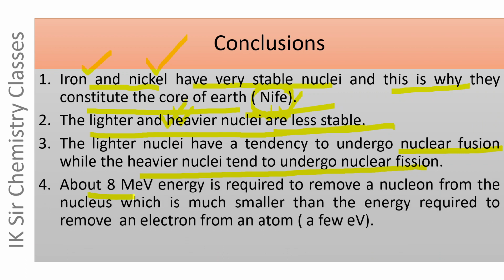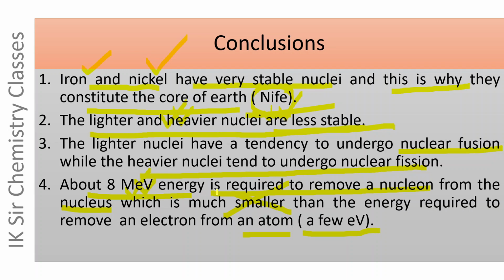About 8 mega electron volt energy is required to remove a nucleon from the nucleus. Most of the nuclei have binding energy per nucleon equal to 8 mega electron volt, and therefore this amount of energy is required to remove a nucleon from the nucleus, which is much greater than the energy required to remove an electron from an atom, which has a value of a few electron volt.